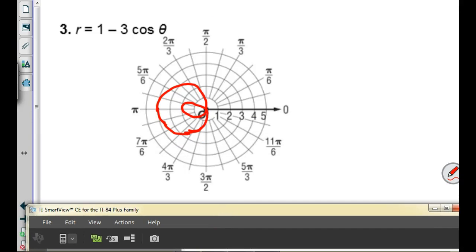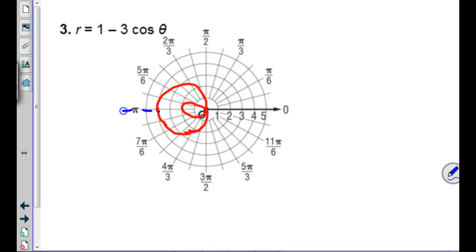What kind of symmetry does this one have? It does not have y-axis symmetry, or it has this symmetry, right? There's where we could fold it in half. So that is the line theta equals 0 or theta equals pi. Okay, it's called polar axis symmetry, I believe. I am not going to ask you a question about symmetry on a quiz.